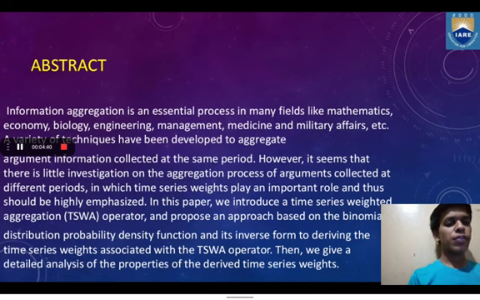In this video, I am going to introduce a time series weighted aggregation operator, that is TSWA, and for this purpose an approach based on the binomial distribution probability density function and its inverse form for deriving the time series weights associated with the time series weighted aggregation operator. Then we give a detailed analysis of the properties of the derived time series weights.